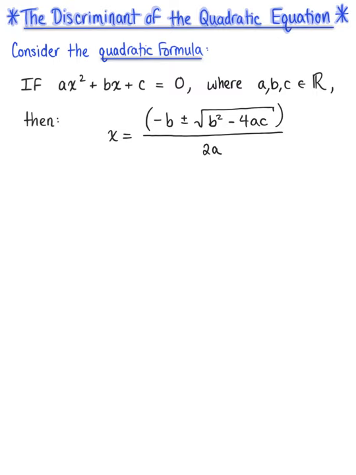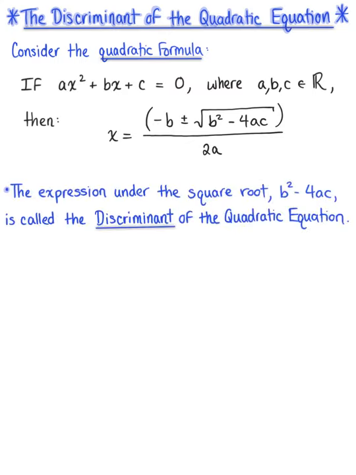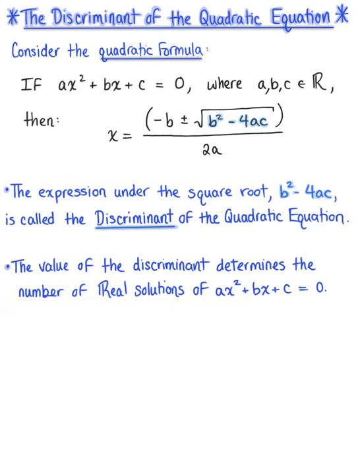We have that x is equal to minus b plus or minus the square root of b squared minus 4ac, all divided by 2a. Now, the expression under the square root, b squared minus 4ac, is called the discriminant of the quadratic equation. The value of the discriminant determines the number of real solutions to our quadratic equation.